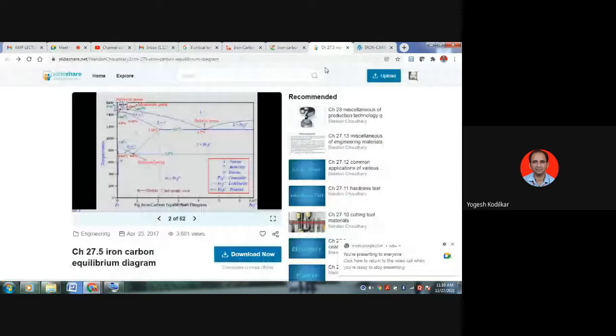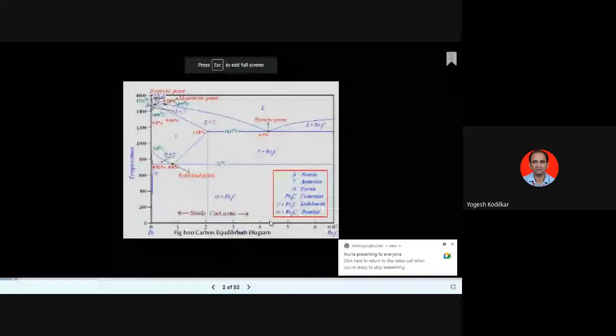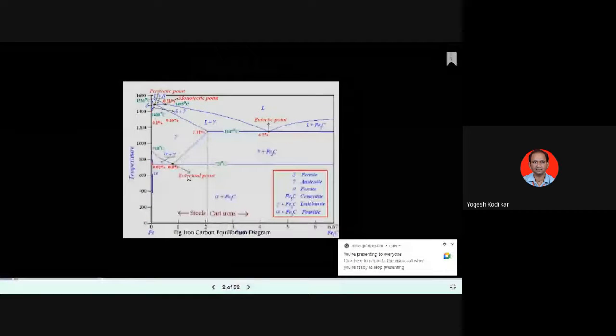आयन कार्बन डायग्राम दाखवली बघा. हा महत्वाचा पार्ट आहे एमईएमचा, त्यामुळे मी रिपीट करतो परत एकदा. So we are studying this iron carbon equilibrium diagram, also called the Fe3C diagram.